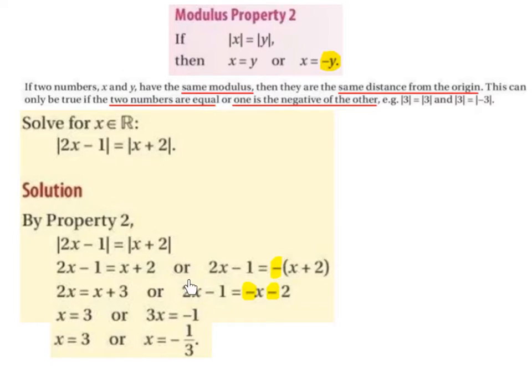The minus x comes over the equal sign and becomes plus x, and 2x plus x is 3x. And the minus 1 comes over the equal sign and becomes plus 1, and minus 2 plus 1 is minus 1. Then we divide across by 3, so x is equal to minus a third. So to solve for x, we end up with x is equal to 3, or x is equal to minus a third.